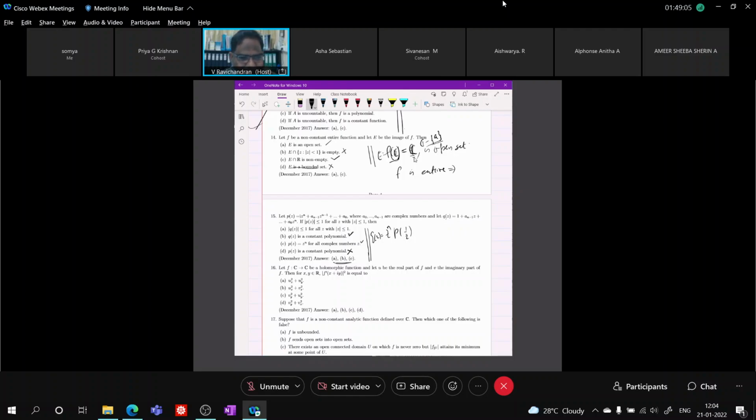But if mod Q is less than or equal to 1 for mod z less than or equal to 1, then what we can see is that at origin Q is 1. At origin Q is 1. So you can even see that the function Q takes the maximum value inside. Maximum is 1 and Q of 0 is 1.